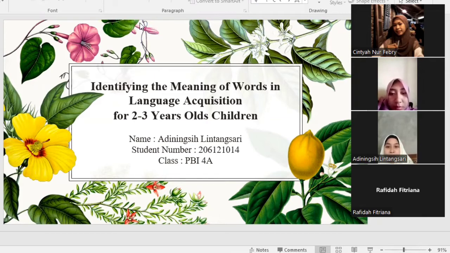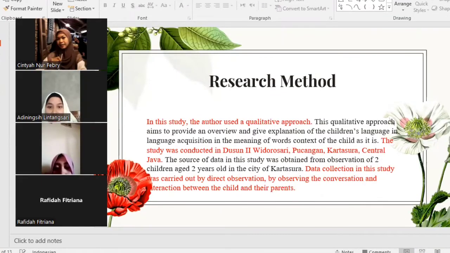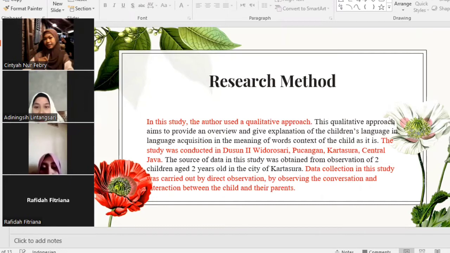Today I would like to explain the material about identifying the meaning of words in language acquisition for 2 until 3 years old children. Research method. In this study, the author used a qualitative approach. The study was conducted in Dusun Dua Widorosari, Pucangan, Kartasura, Central Java. Data collection in the study was carried out by direct observation, by observing the conversation and interaction between the child and their parents. Next slide.